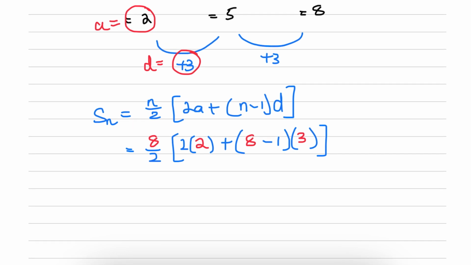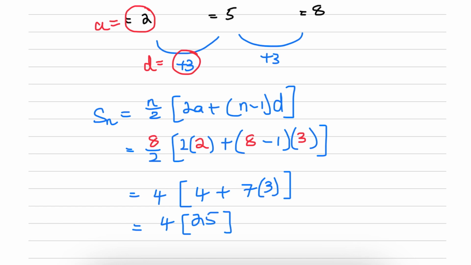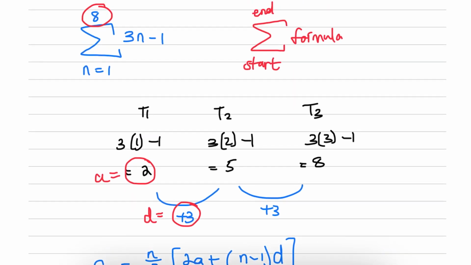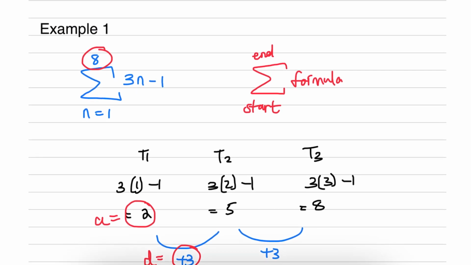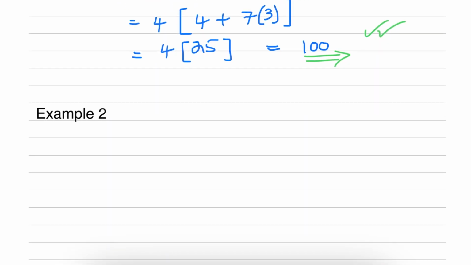Let's simplify this a little further. So we get 8 over 2, which is 4, and 2 times 2, which is also 4. 8 minus 1 is 7, and 7 times 3 is 21. Once we add the 21 to the 4, that should give us 25. Multiply that by 4, and it's exactly equal to 100. So your answer is 100. So what we did now is we calculated this expression to be equal to 100. Moving on then to a second example.